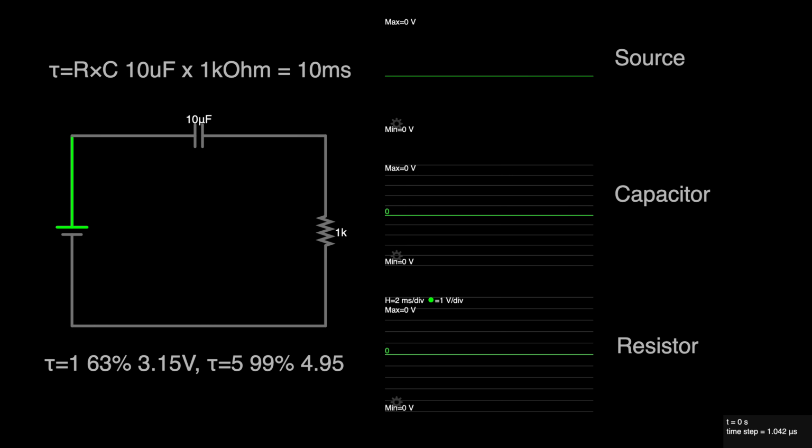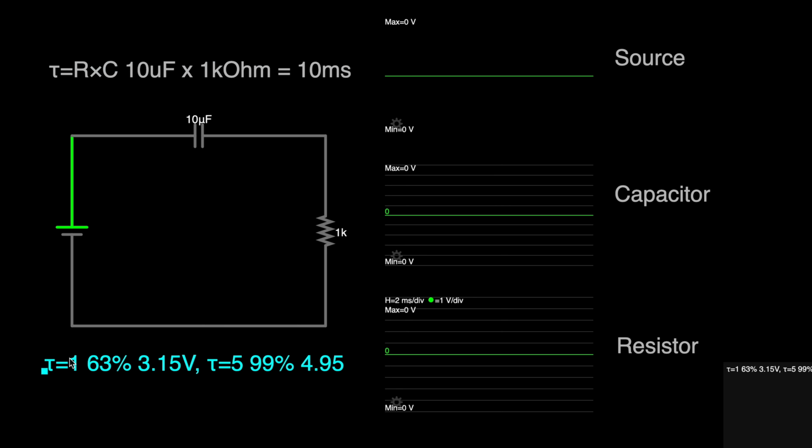What I have here is a simple RC circuit. I've got a 10 microfarad capacitor and a 1K ohm resistor. At the top, I've noted the time constant of these particular values. That time constant, called tau, is the resistance times the capacitance. Here we have a 10 microfarad capacitor times a 1 kilo ohm resistor. That means our time constant, tau, is 10 milliseconds.